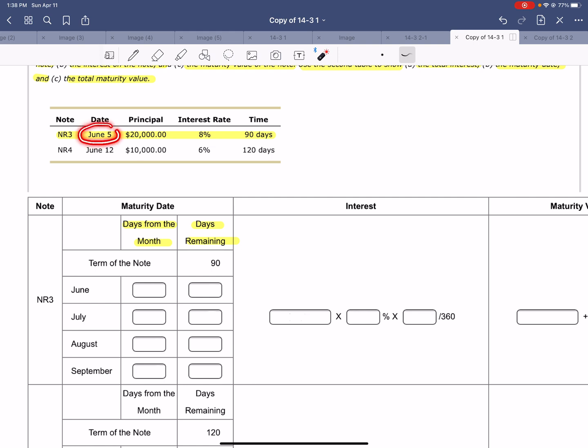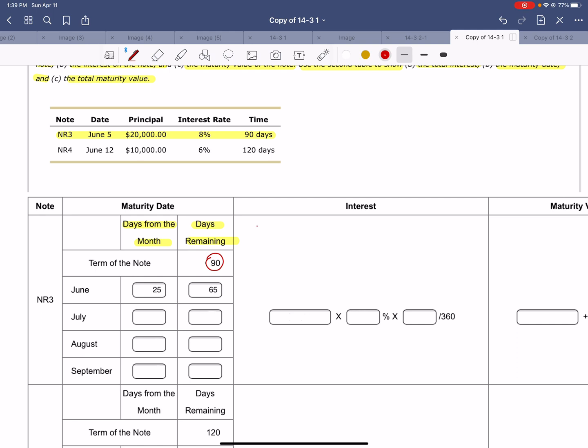The first date is the 5th of June. So in June, right down here, how many days are left in June? There are 30 days in June. If we started the note on June 5th, that would mean that there are 25 days left. Then we'll take 90 days, 90 days right here, minus 25. And we should come up with 65 days left in the note after June.